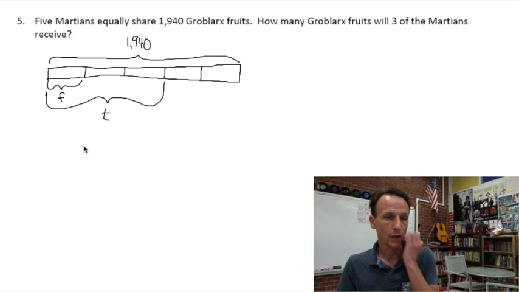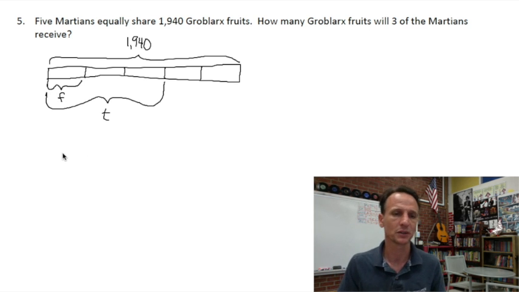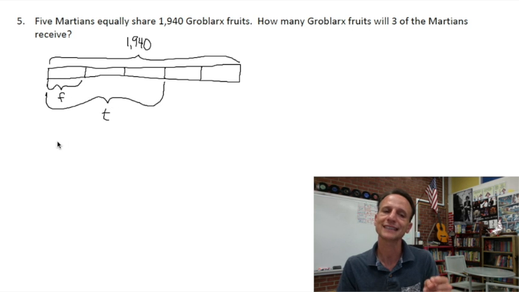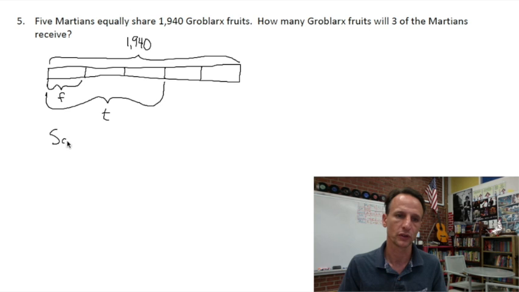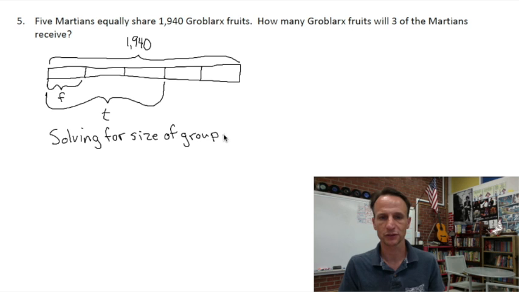Why not? Okay, so we see this is a multi-step problem. First one we've had in a while, since we did multiplication, I believe. If we take our fruits and start handing them out to Martians, we'll be able to do that. But first, we know how many groups, don't we? We have 5 groups we're putting them into because we have 5 Martians. So the question is the size of the group. How many fruits will each receive? And then how many will 3 receive? So we're solving for size of group. And see, when you draw a tape diagram first, that's obvious, okay?